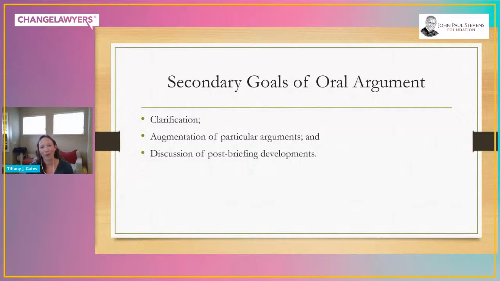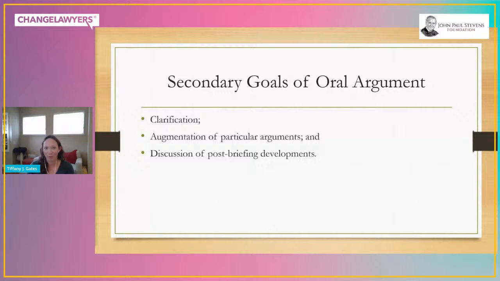It's also an opportunity, and this is more of a secondary goal, to augment arguments that you've made in your briefs. So again, you're not going to raise new issues, and that's something we'll discuss on the next slide. But sometimes having a little bit of time and distance away from your brief gives you insight that you didn't have while you were writing the brief. The best example I can give is this happens to me all the time. I'll write an opening brief, I'll write a reply brief, and then months will go by, and then comes time for me to prepare for oral argument.